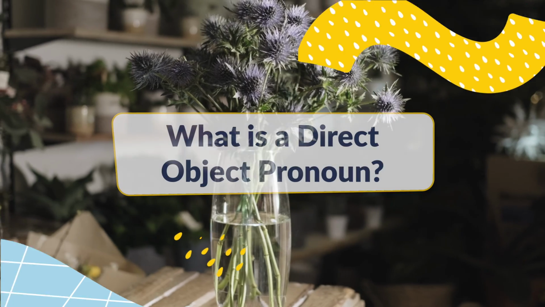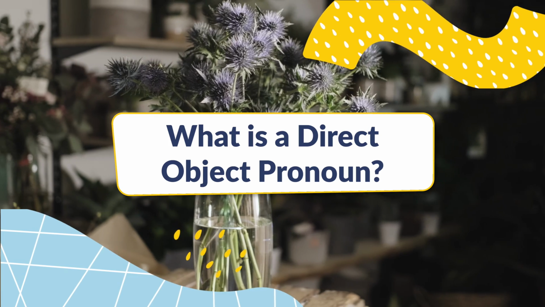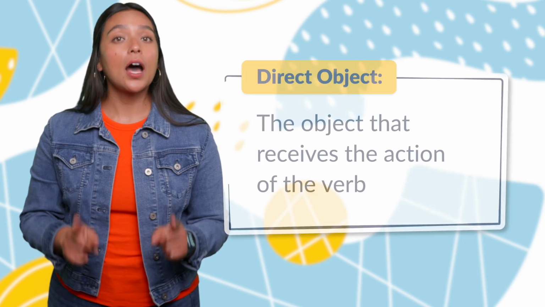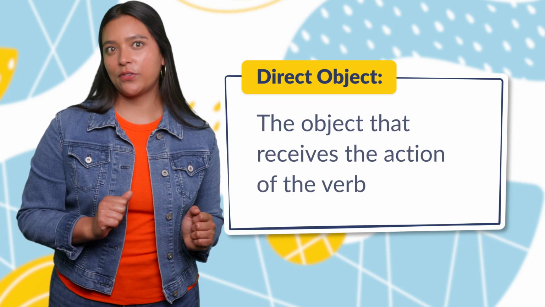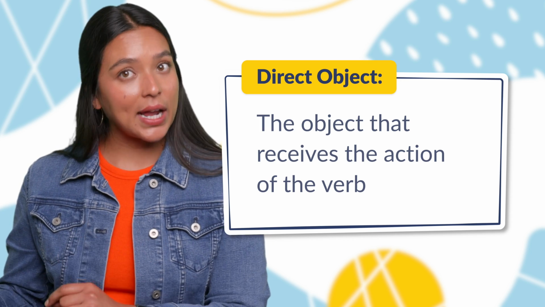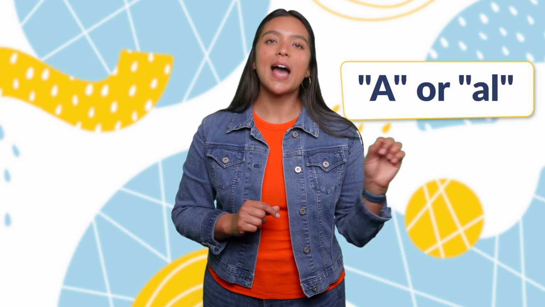So, now that we've covered what an object pronoun is, our next question is, what's the difference between a direct and indirect object pronoun? What is a direct object pronoun? In a sentence, the object that receives the action of the verb is known as the direct object. If the direct object is animate, like a person or an animal, then you can easily identify the direct object by looking at the noun that follows a or al. Let's take a look at some examples.